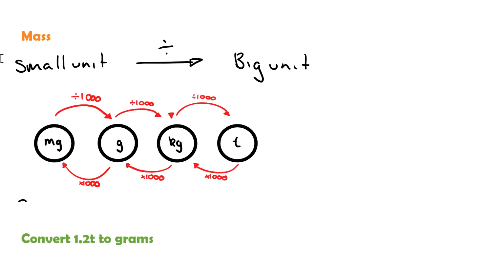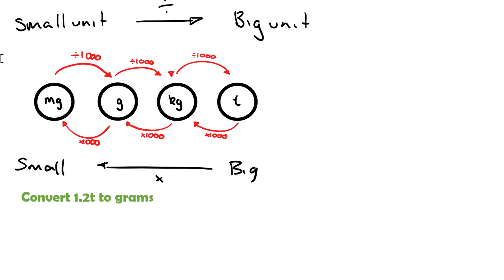So if you're going from small to big, we're dividing. Whereas if we're going from down here, let's say, we're going in the opposite direction, going from big to small, if you notice, we're timesing. So if you're going from a small unit to a big unit, we divide. If we're going from a big unit to a small unit, we multiply.